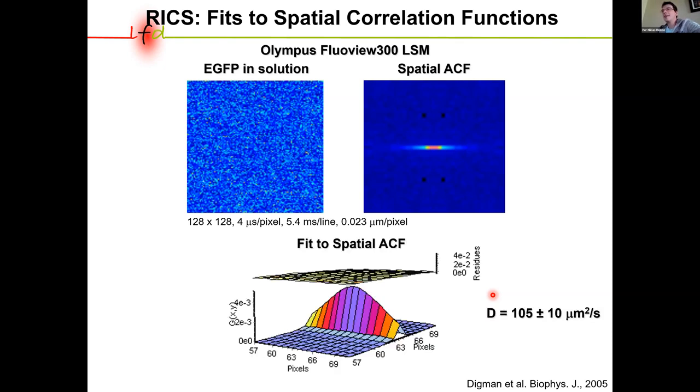And then if we fit the model for free diffusion to it, which you have seen on the previous slide, in this case, we got about 100 micrometers squared per second, which corresponds well to the expected diffusion constant of eGFP in solution.